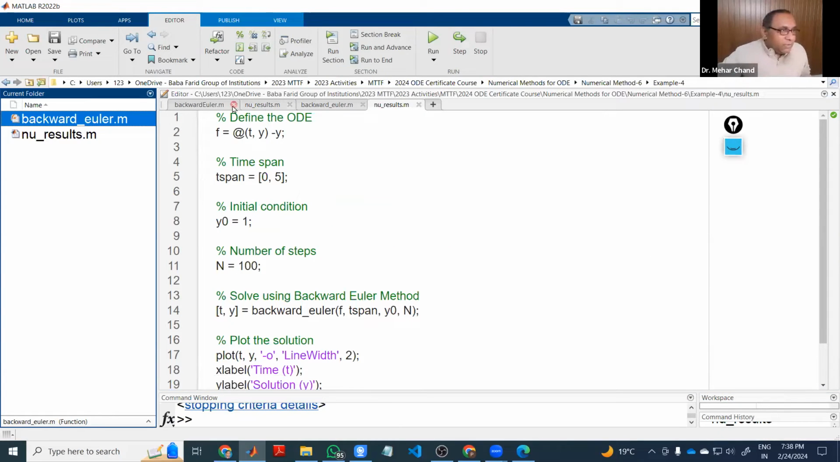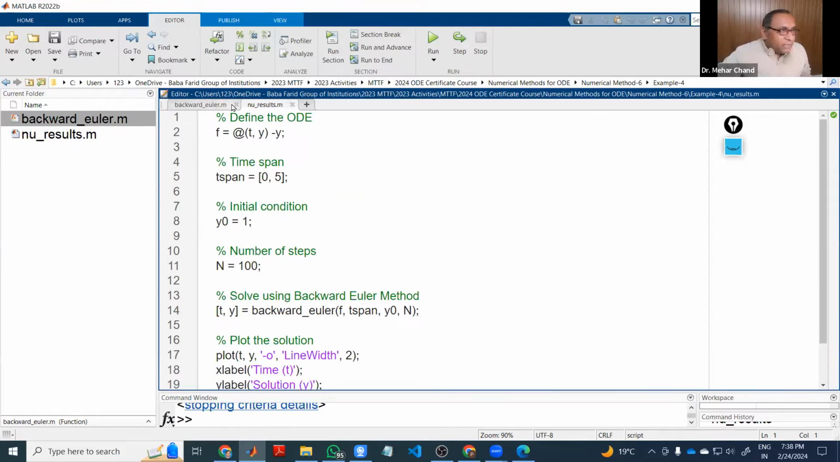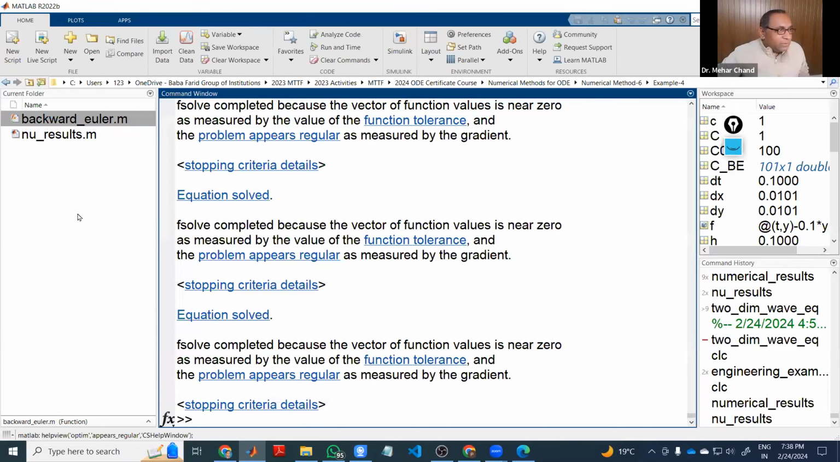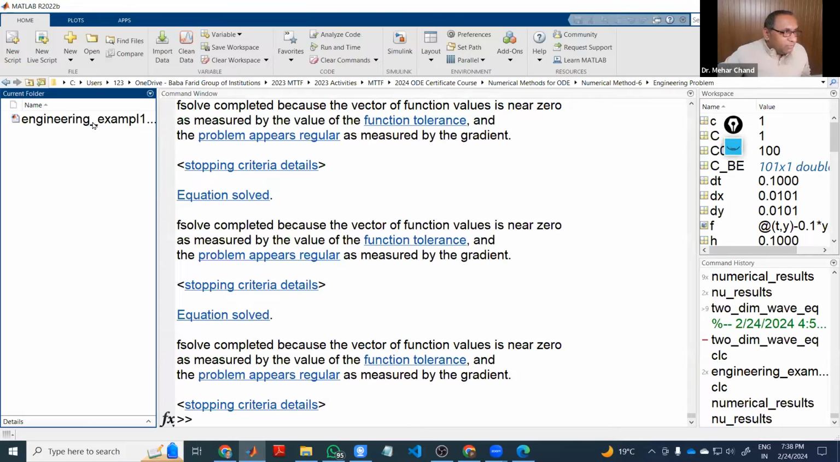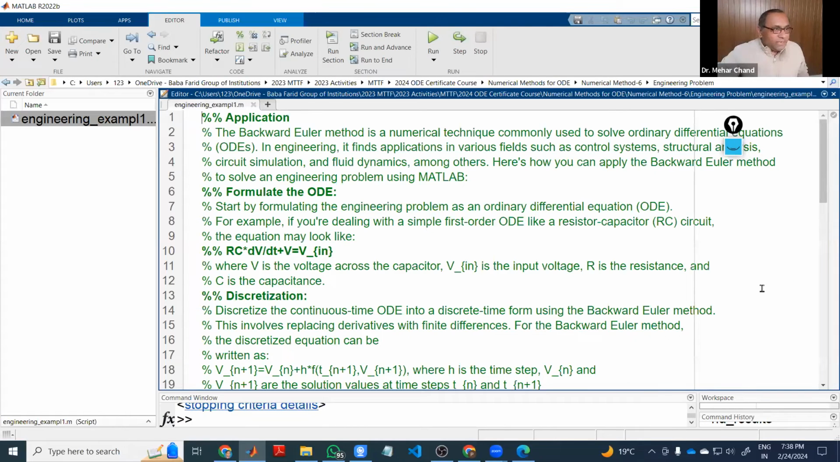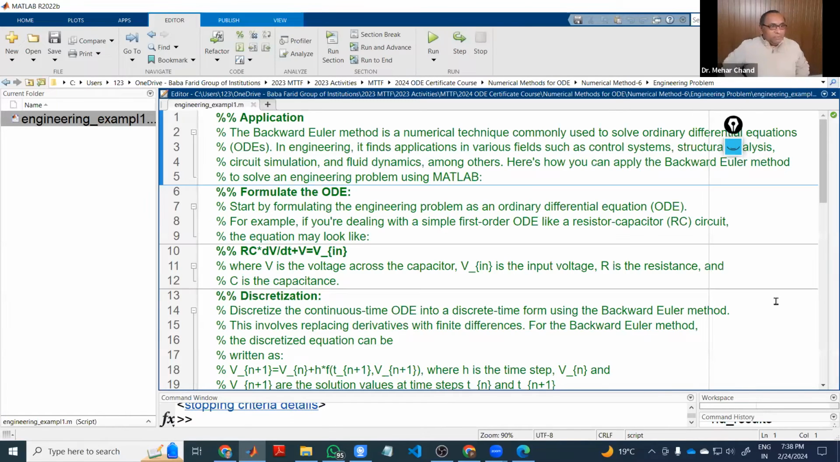You will try all these files, and when you write the code in different ways, this will build computational thinking. So here we are going to discuss an engineering problem. This is the application part, and it will be very helpful for you to see how you can easily implement it.